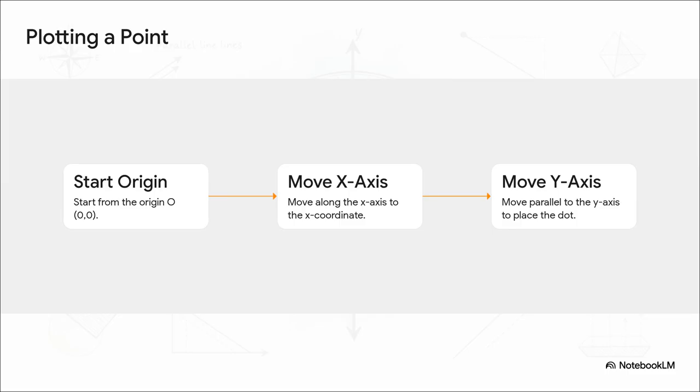Step 3. Look at your y-coordinate, the ordinate. From where you're currently standing on the x-axis, you just move straight up if y is positive or straight down if it's negative. Once you finish that movement, you place your dot. And that's it. You've just plotted a point.